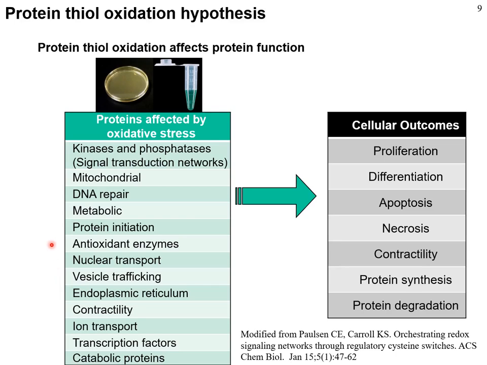Now, oxidation of these proteins can have effects on different cells and cause different cellular outcomes. So, for example, one cellular outcome is that with low levels of reactive oxygen species causing thiol oxidation, you can have increased proliferation. Certainly looks to be important in differentiation. Thiol oxidation can lead to cell death by apoptosis and also necrosis, and we've got effects on protein turnover and also muscle function.